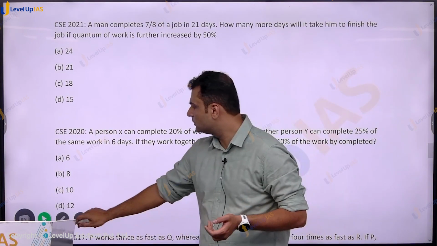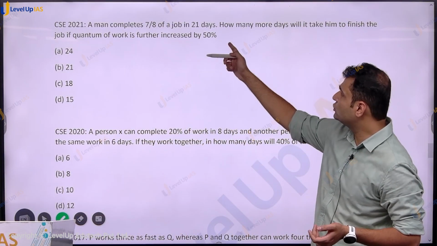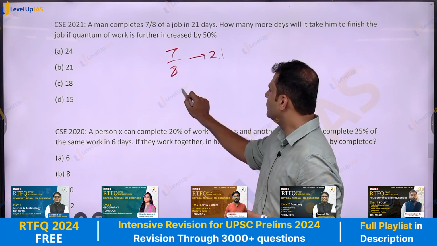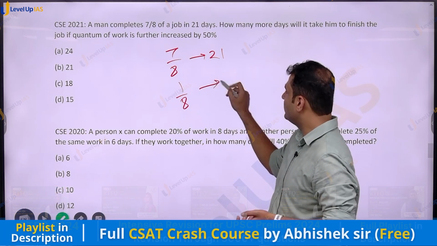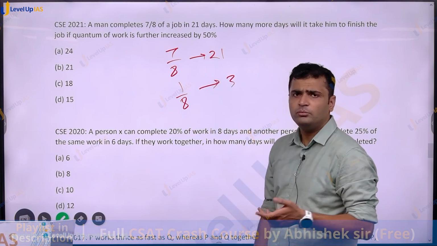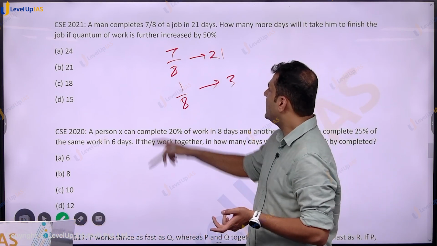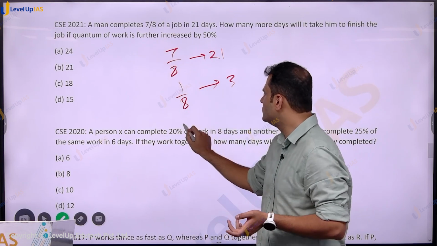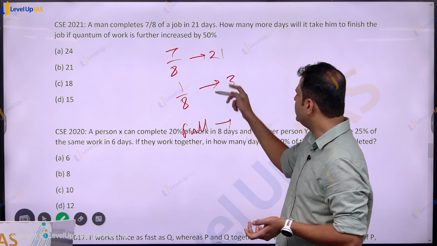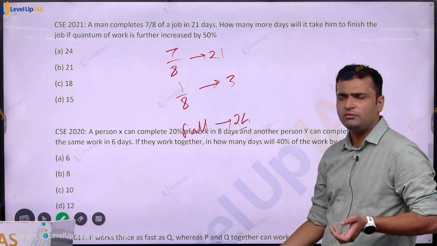Next, a man completes 7/8 job in 21 days. 7/8 job in 21 days. So 1/8 job, divide by 7, in 3 days. So that is how we have a 1 by 8 job. In 3 days he completes. And what we are asked is the full job. So full job, he will complete in 8 into 3, 24 days. That is the information we already have.